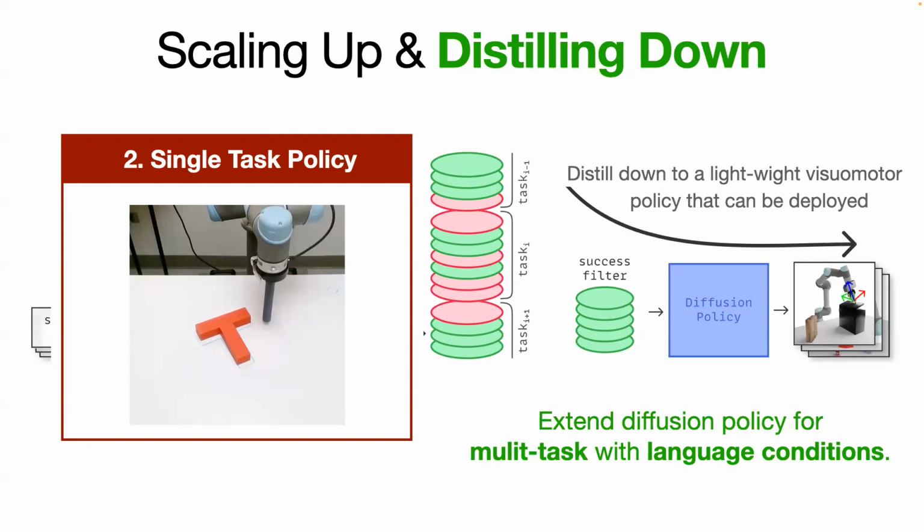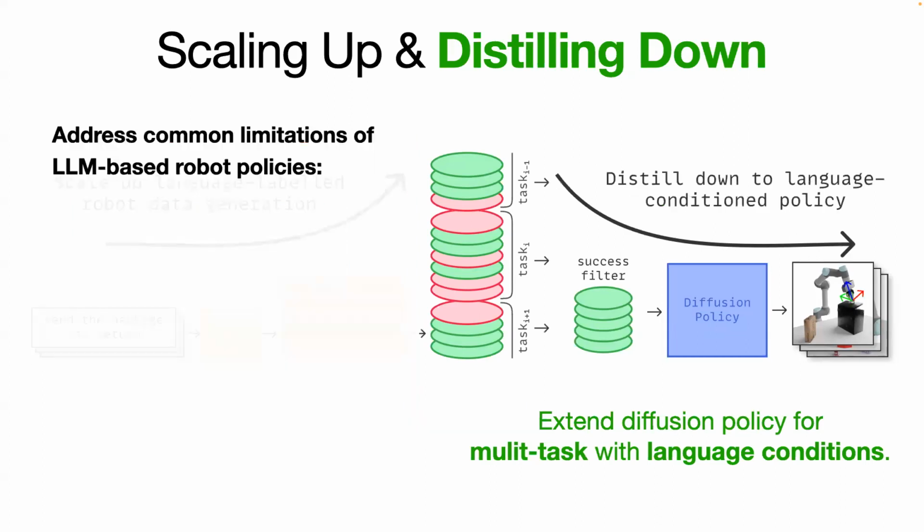In this step, we have simple extensions on top of diffusion policy to consider multitask scenarios with language conditions. So now the policy is able to take in language as input, and therefore it can infer different actions for different tasks. This distillation step is also very important when you compare to other LLM-based robotic systems, because it is able to address some of those common limitations.